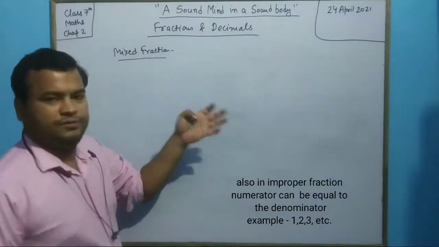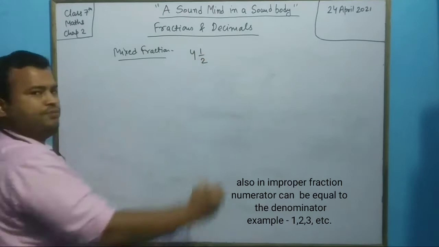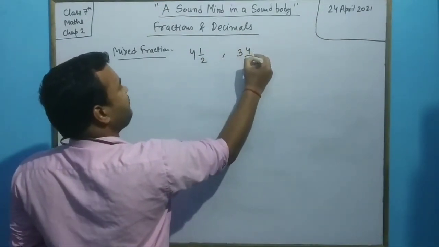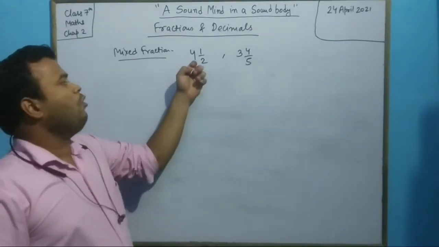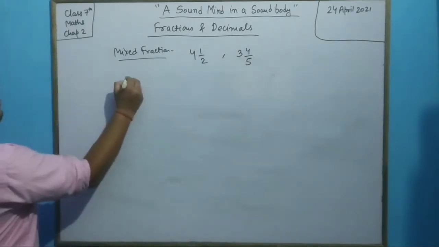What makes a mixed fraction? Let me give you some examples, like 4 1 upon 2, and here 3 4 by 5. Here you can see that there is a whole number along with the fraction, in both the cases. Let us see one by one.